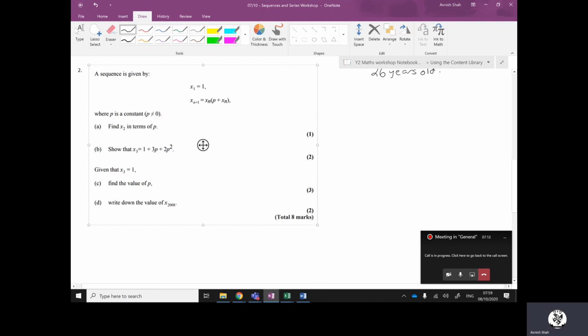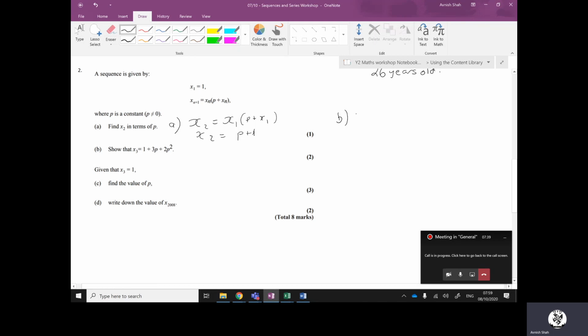Well, x2, if we think about it, x2 is equal to x1 p plus x1. And x1 was 1. So x2 equals p plus 1. And there's a 1 on the front, but that's just 1. So 1 times p plus 1 is p plus 1. Then it says show that x3 is this. So this is part A. I'll do part B over here.